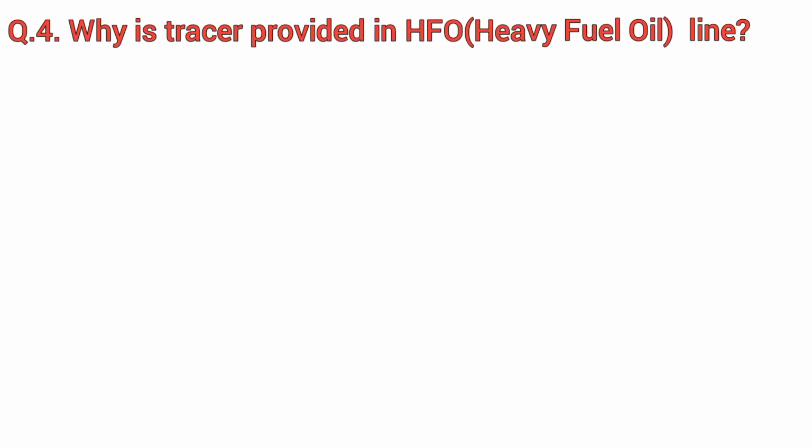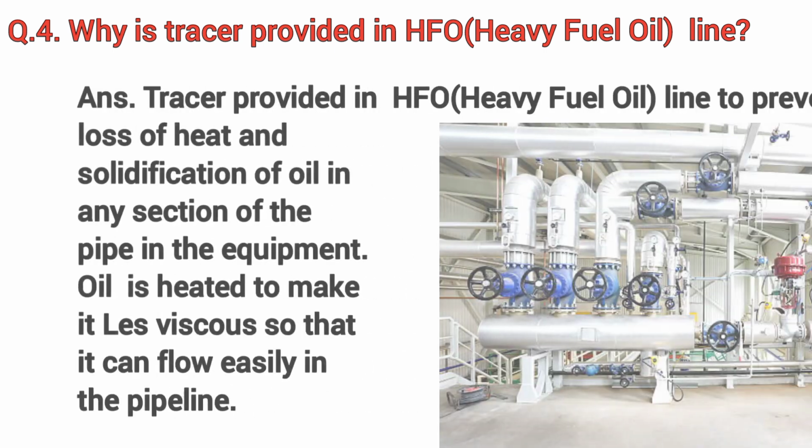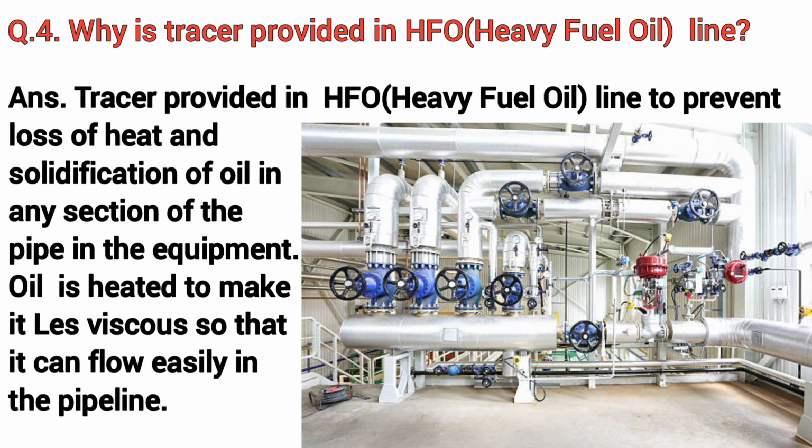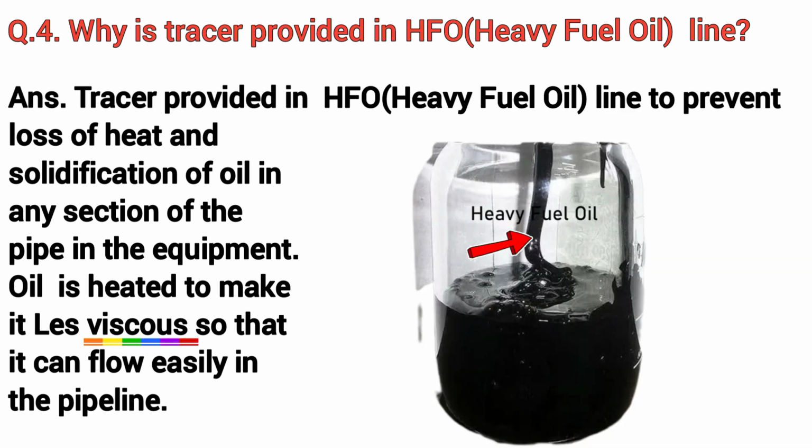Why is tracer provided in HFO, heavy fuel oil, line? Tracer is provided in HFO line to prevent loss of heat and solidification of oil in any section of the pipe in the equipment. Oil is heated to make it less viscous so that it can flow easily in the pipeline.